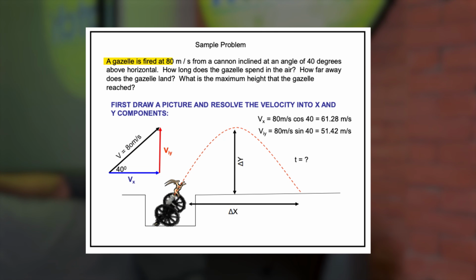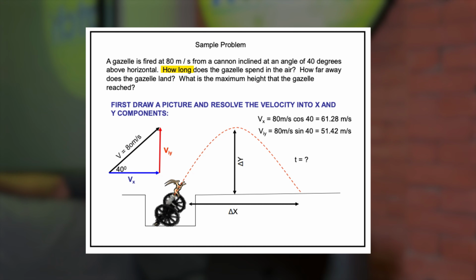Okay, how about we try a practice problem? Let's see what you got. A gazelle is fired at 80 meters per second from a cannon inclined at an angle of 40 degrees above the horizontal. Wow, people are getting creative with firing things. How long does the gazelle spend in the air? How far does the gazelle land? What is the maximum height that the gazelle reached?